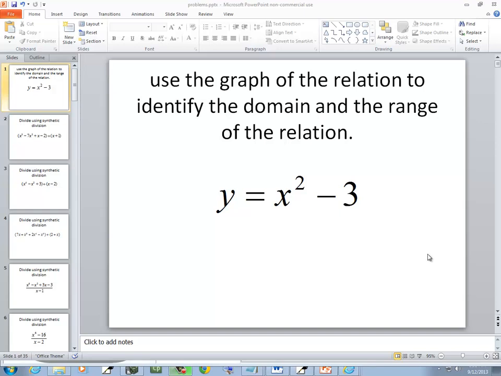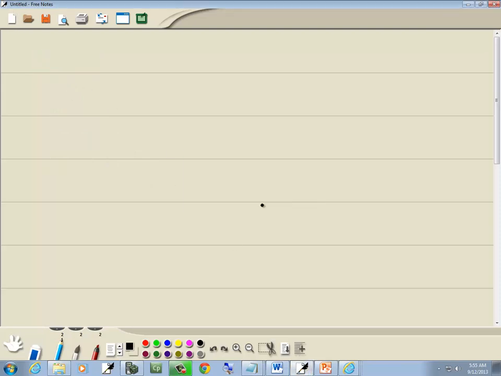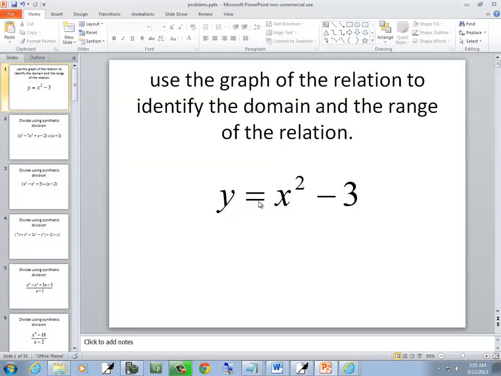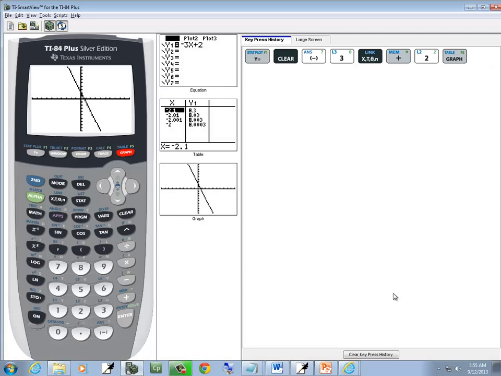In this problem, we'll use a graph of the relation to identify the domain and range of the relation. So we got y is equal to x squared minus 3. Now you can plug it in your calculator if you can get y by itself. And this one has y by itself, so it's perfect form.